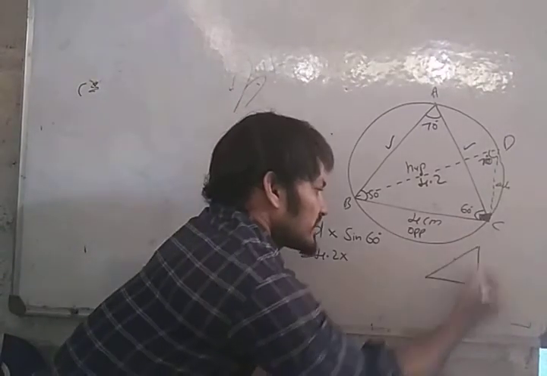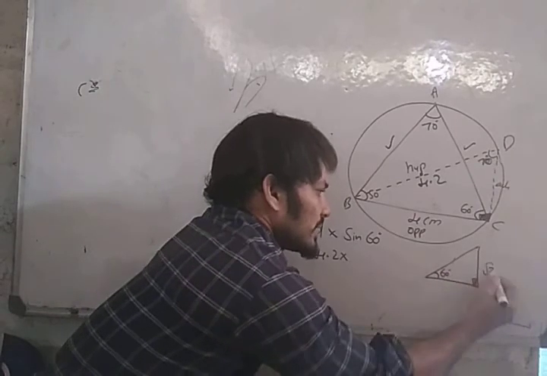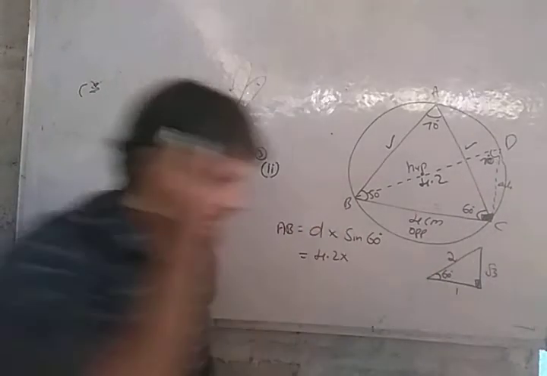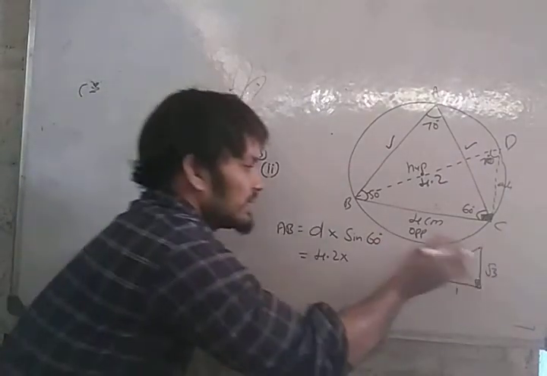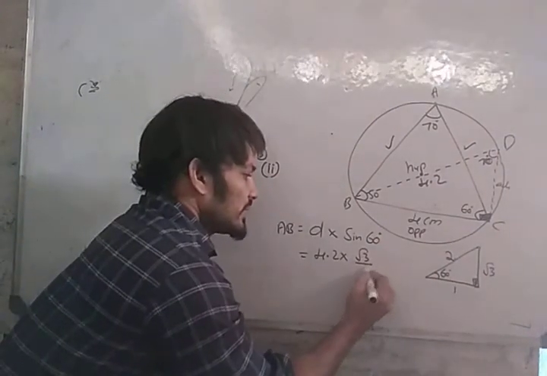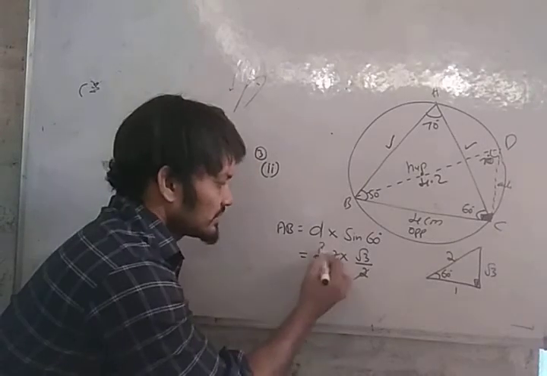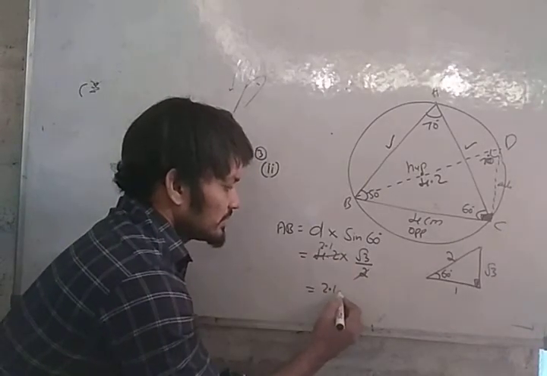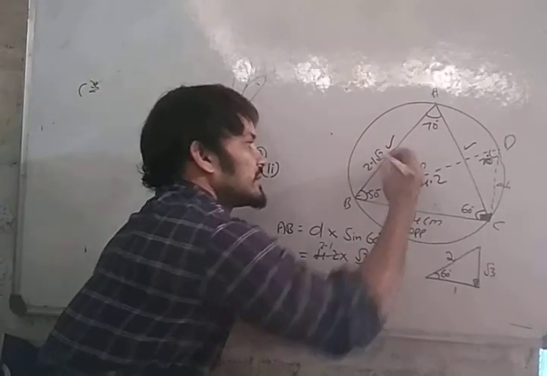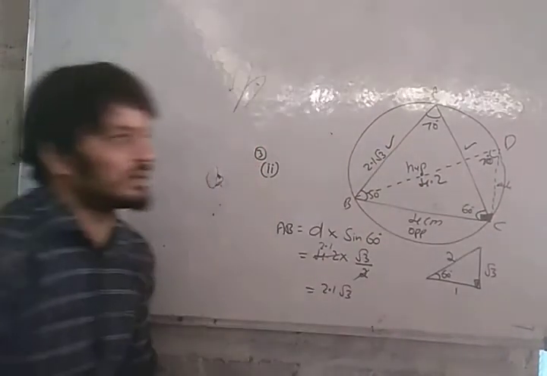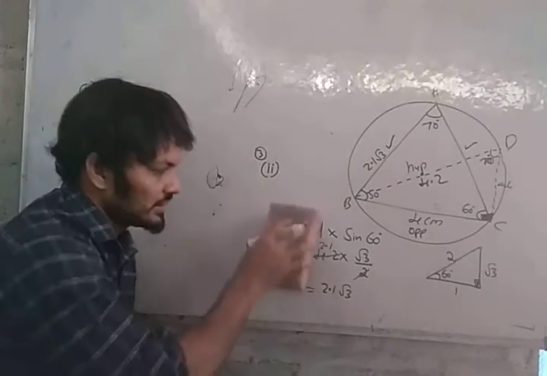Again I am drawing here the 60 degree triangle. Root 3, 1, 2. So sine 60 is opposite by hypotenuse, root 3 by 2. Okay, this can cut with the 2.1. 2.1 root 3. Now finding AC with the same method. Yes, understood, no?